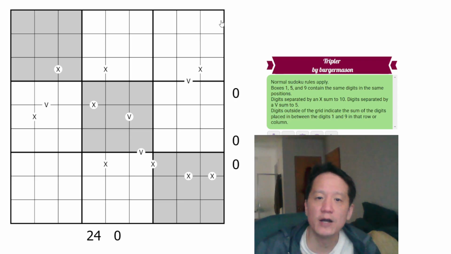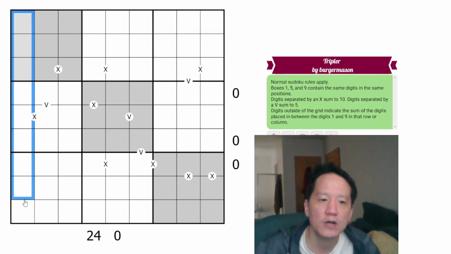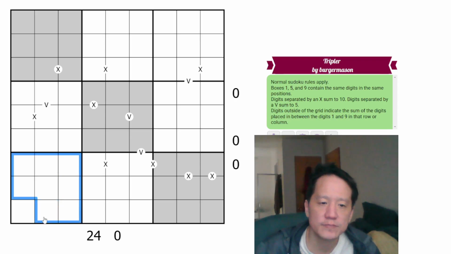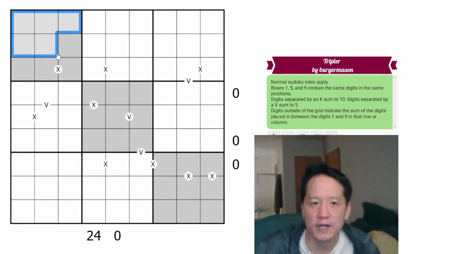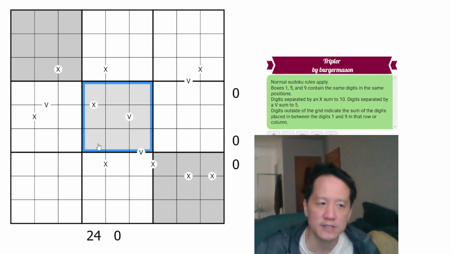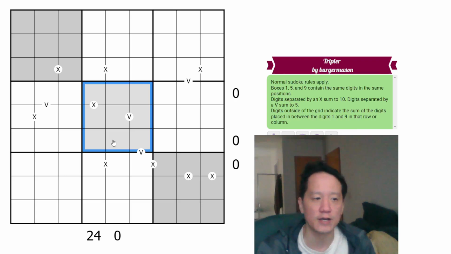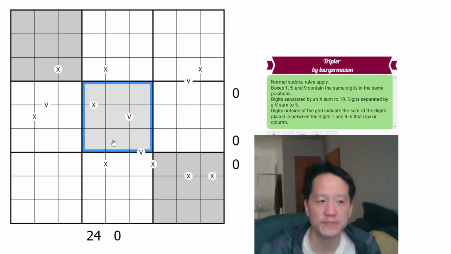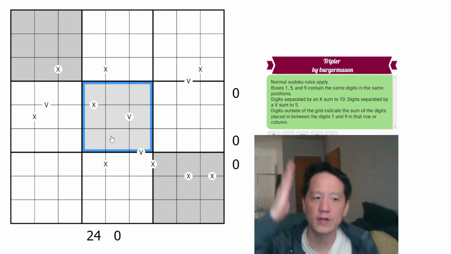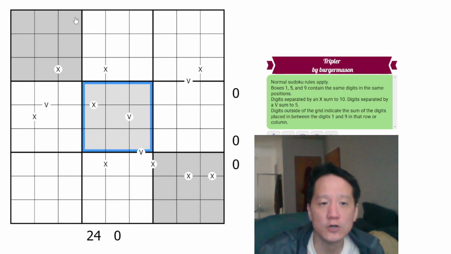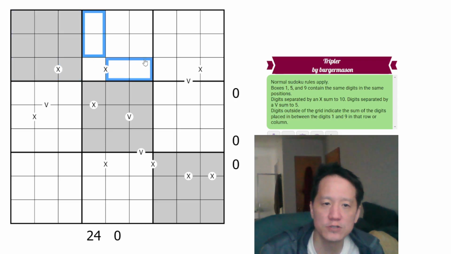Normal Sudoku rules apply, which means place the digits 1 through 9 without repeats in every row, column, and box. We number the boxes from 1 through 9 in typical Western reading notation, from top to bottom and left to right. So this is box 1, this is box 2, this is box 3, this is box 4, 5, 6, 7, 8, and 9.